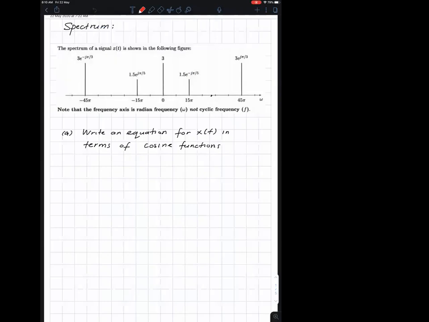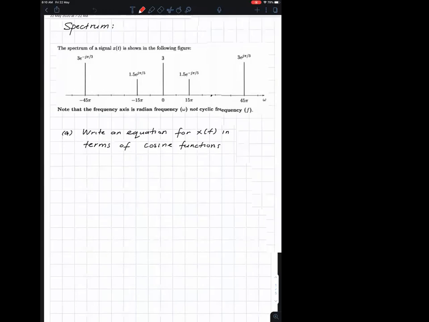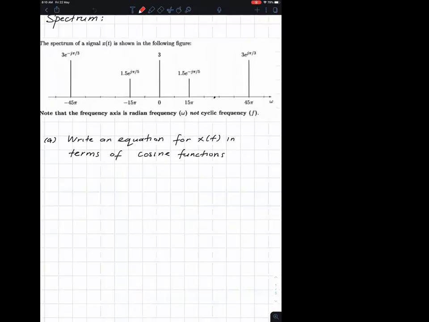Case, for example, so the spectra of signal x(t) is shown in the following figure. Spectra. So you have a DC when the frequency is 0, DC. Okay, right here omega is 0.